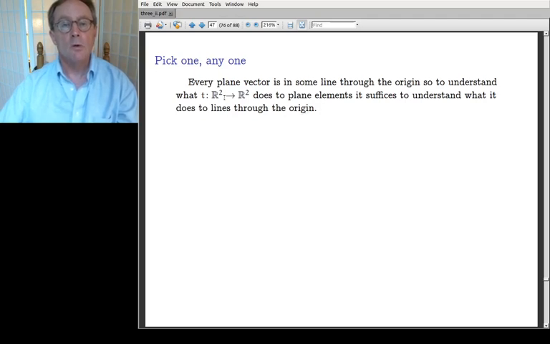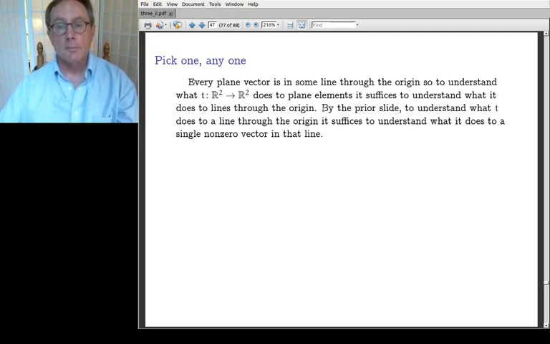If I want to know what T does to an arbitrary element of the plane, well, that arbitrary element of the plane is on a line through the origin. So if I understand what T does to every line through the origin, I understand what T does to everything in the plane. By the prior slide, to understand what T does on a line through the origin, fix the line y equals 2x. It suffices to understand what it does to one non-zero member of that line. If you know what T does to (1, 2), then you know what T does to every vector in the line y equals 2x.